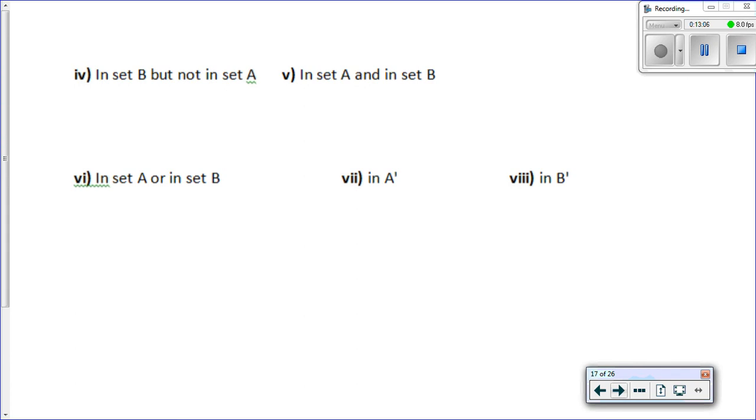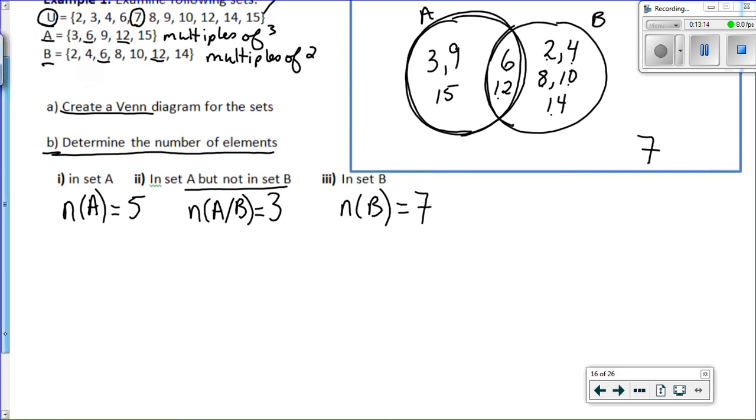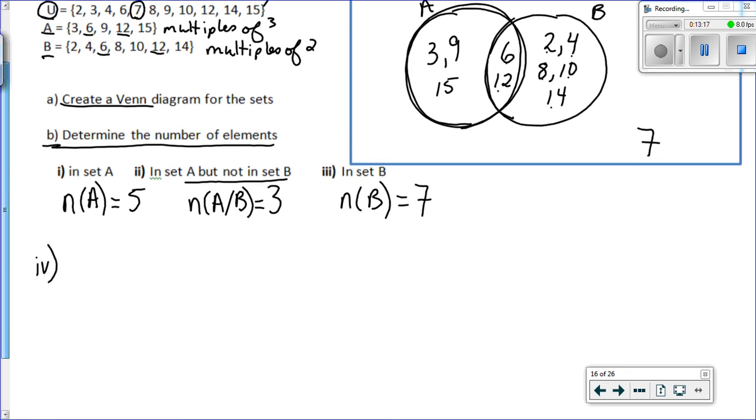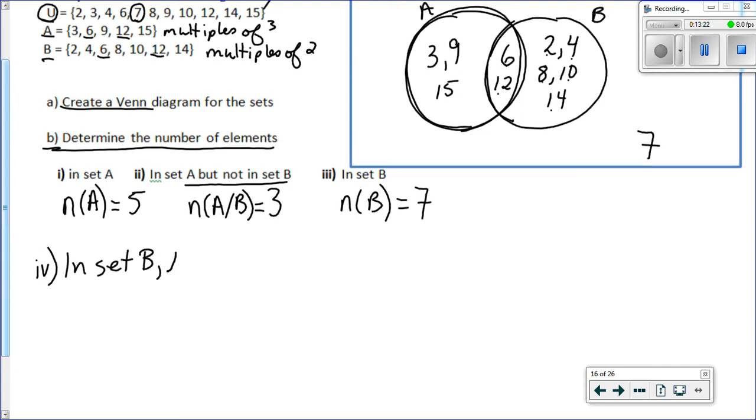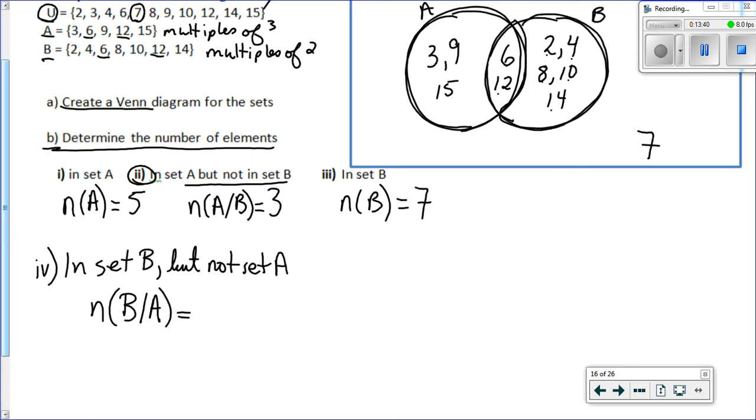Next, in set B but not set A. Maybe I'll just write those questions down here so we can see what we're doing. So in set B but not set A. The notation for that is very similar to this one, except it's the opposite order. So the number in B minus A. And so that's going to be just this part here. 1, 2, 3, 4, 5 items there.